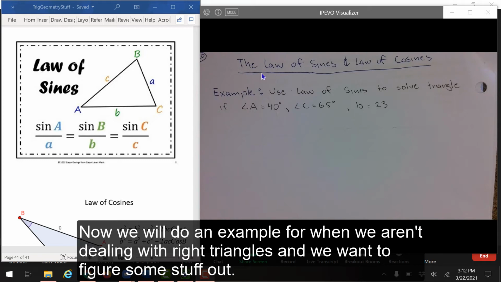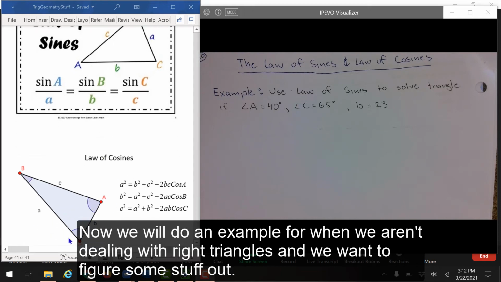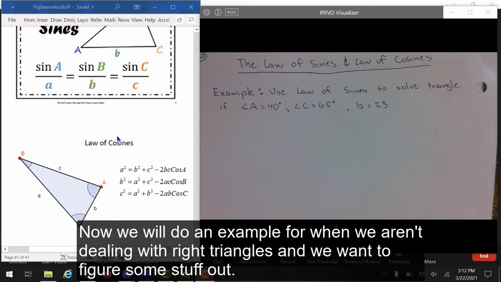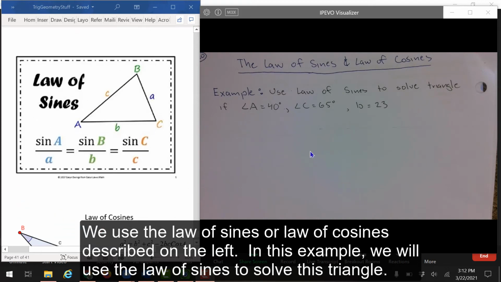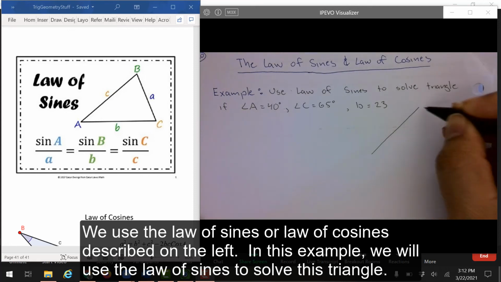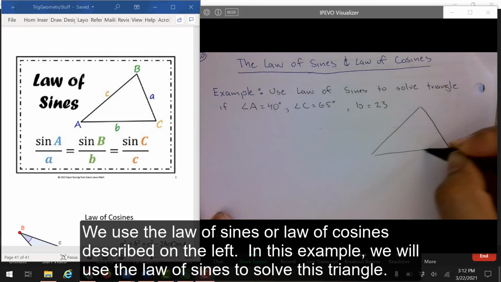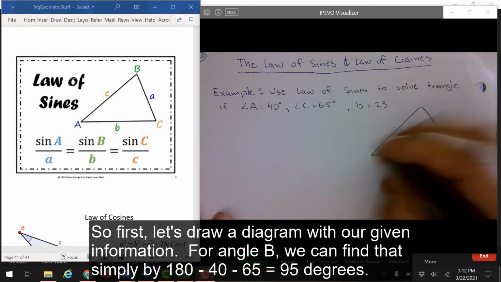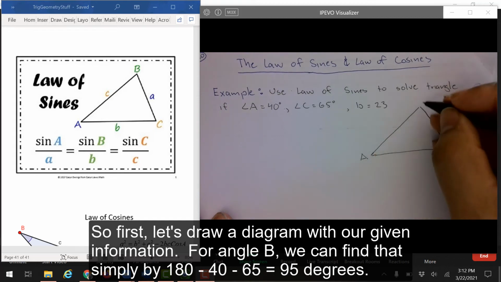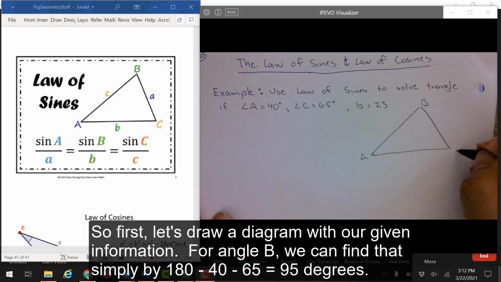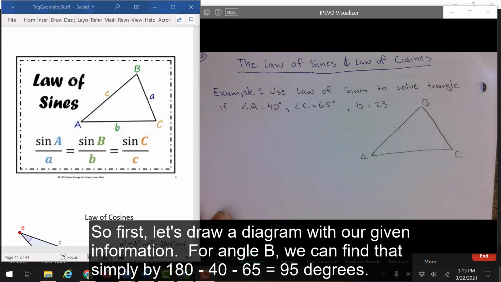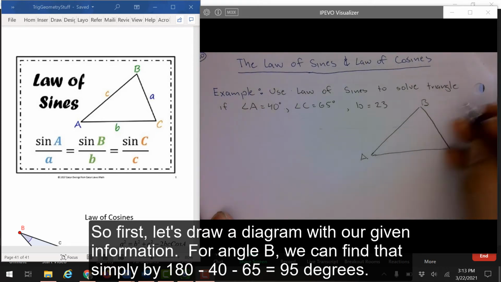Now we will do an example for when we aren't dealing with right triangles and we want to figure some stuff out. We will use the law of sines or law of cosines described on the left. In this example, we will use the law of sines to solve this triangle. So first, let's draw a diagram with our given information. For angle B, we can find that simply by 180 minus 40 minus 65, which equals 95 degrees.